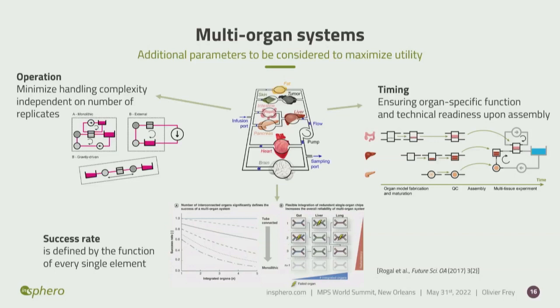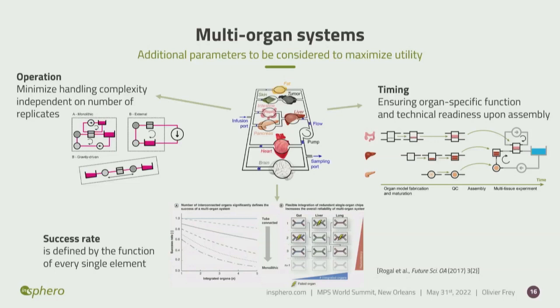So the different organ types might have different maturation times, different QC protocols, etc., different media that you need maybe for the construction, and you need to time this properly so that all the different tissue types are functional. And if you start to do combination, the whole overall yield of your multi-tissue system depends on every different element. These are the single tissue types that you include in the system, because if one is failing, the whole system is failing, but also on the microfluidics, on the plate format, etc.